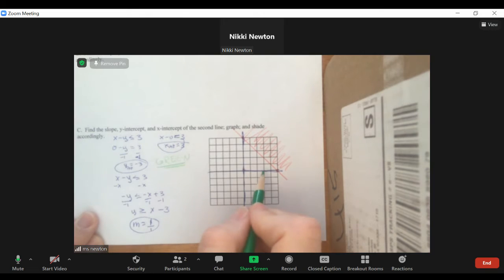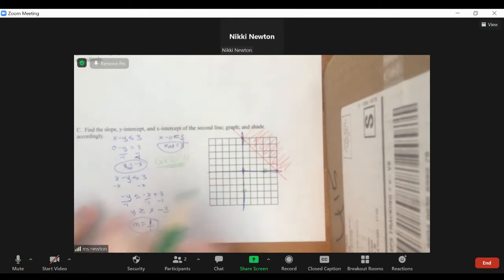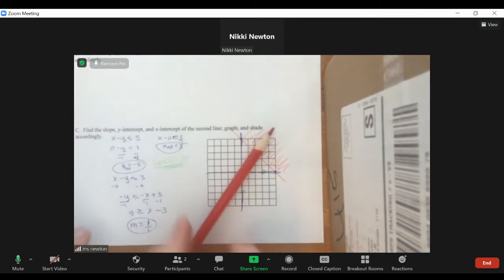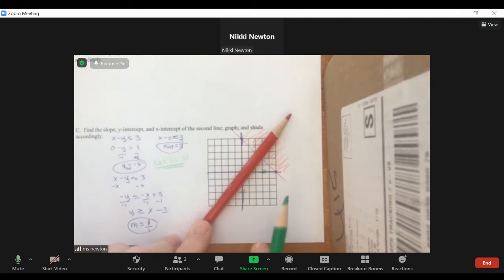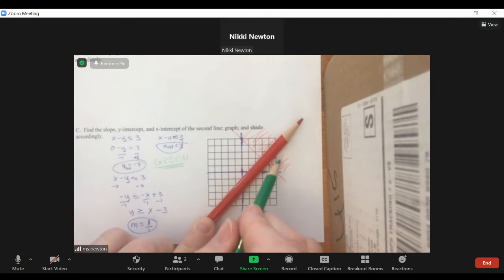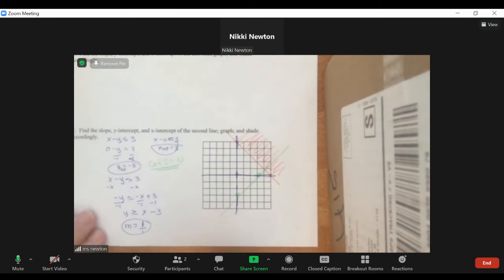So my x-intercept is +3. My y-intercept is -3. My slope is 1. So always check your slope. Think up 1, right 1, up 1, right 1, up 1, right 1, up 1, right 1. Okay, good. So now I'm ready to graph the line. Use your ruler or your straight edge. And solid or dashed, it's solid because of the equal bar. So here we go. All right, so I've got my line.